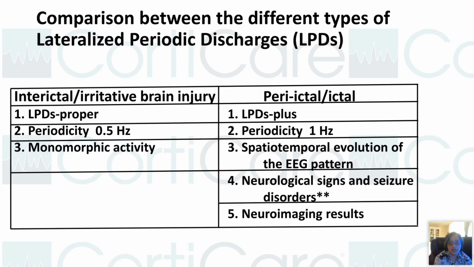Just to sum up the comparison of different types of LPDs. So you have interictal or brain injury representing LPDs proper. Their periodicity or frequency is 0.5 hertz or less, and they are more or less monomorphic looking. Periictal and ictal LPDs are with the plus modifier, LPDs plus. They fall into periictal and ictal category too. Periodicity is 1 hertz or more, and they are evolving in location as well as in frequency. Any neurological signs that we saw before, and neuroimaging results, we're going to talk about that in a few minutes.